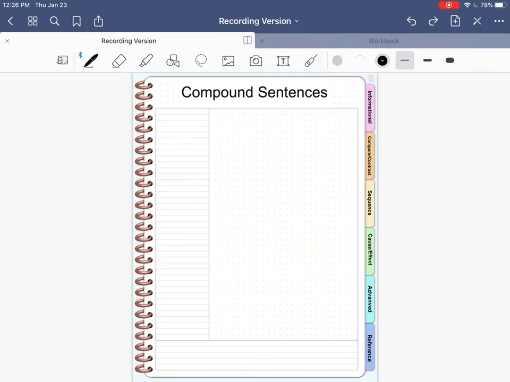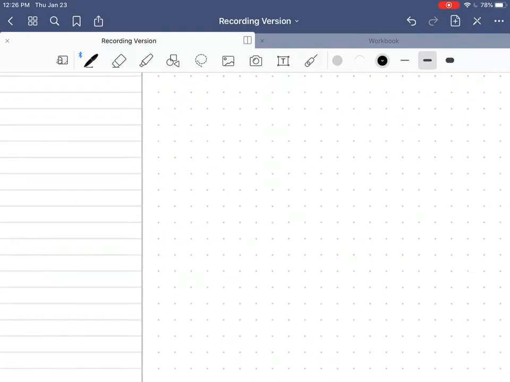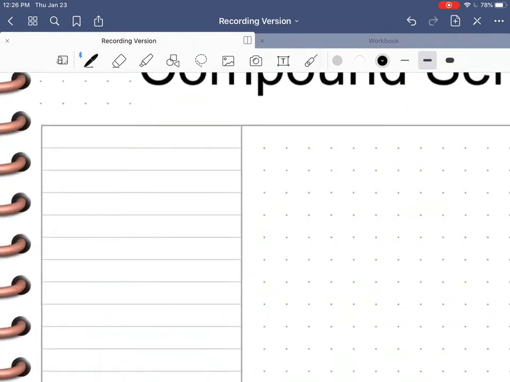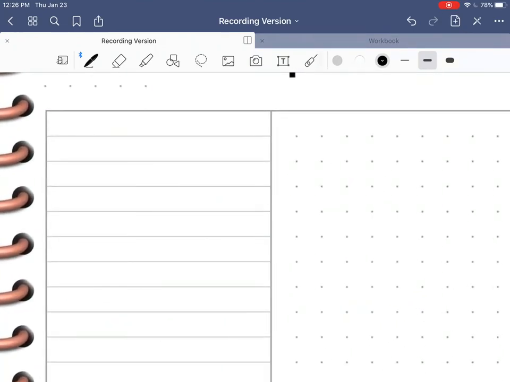Compound sentences, I believe we are going to talk about today. We are. So let's go ahead, and this is page 127. I'm going to give you the rules about compound sentences. So I'll zoom in on page 127. And here is the definition of a compound sentence. Or let's say the rule. Let's write it as a rule.